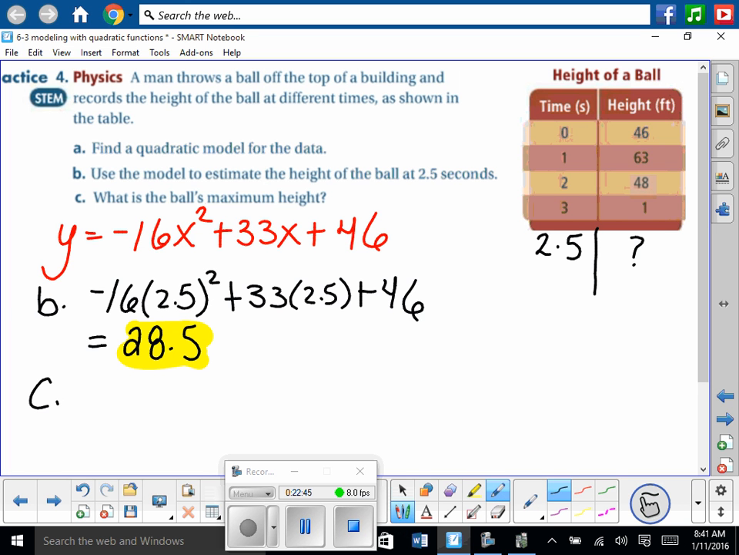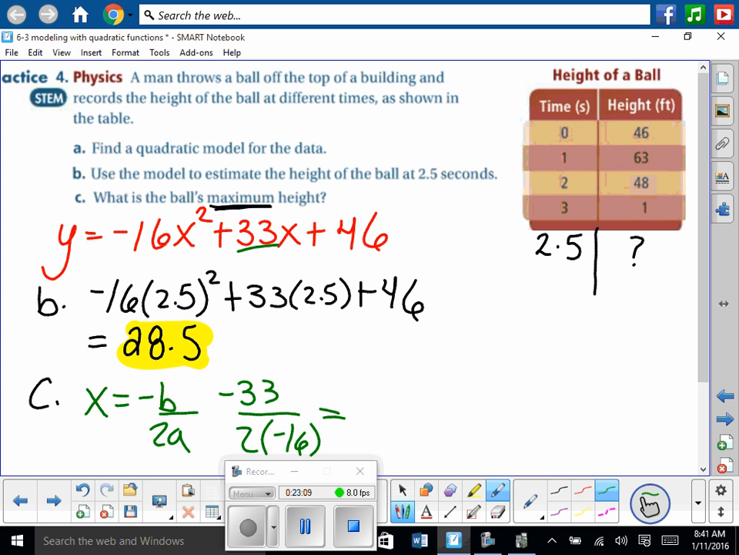It says, what is the ball's maximum height? What does maximum mean? We're finding the vertex, right? Aren't we finding the vertex when it says max or min? So we take x equals negative b divided by 2 times a. So the opposite of b would be negative 33, divided by 2 times a. A is negative 16. So go calculate it.